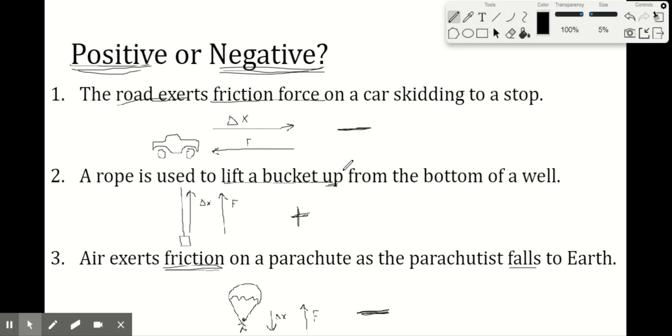So that's a pretty easy example there. Just look at whether they're going the same direction. If the delta X and F are in the same direction, you get positive. If they're in opposite directions, it's negative.